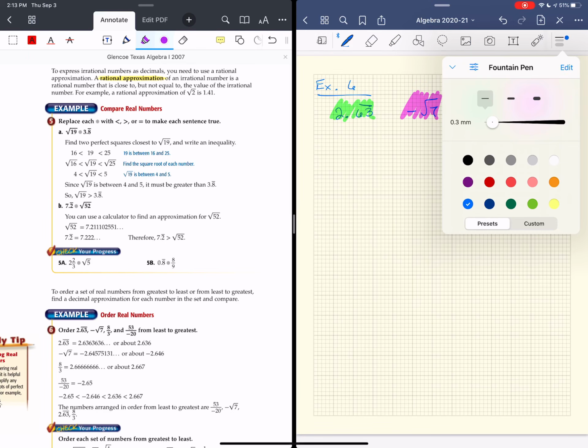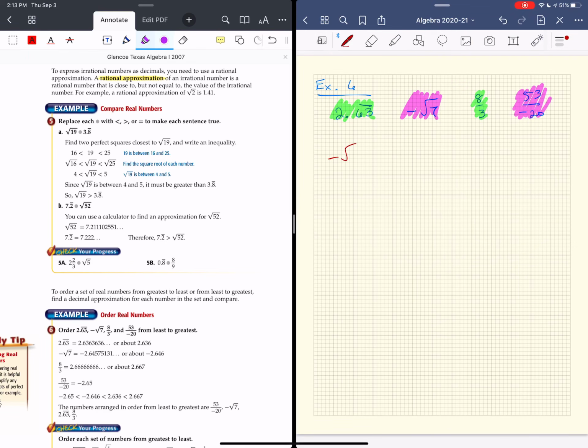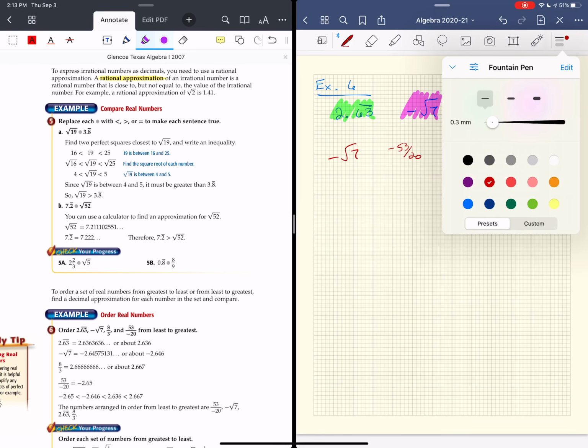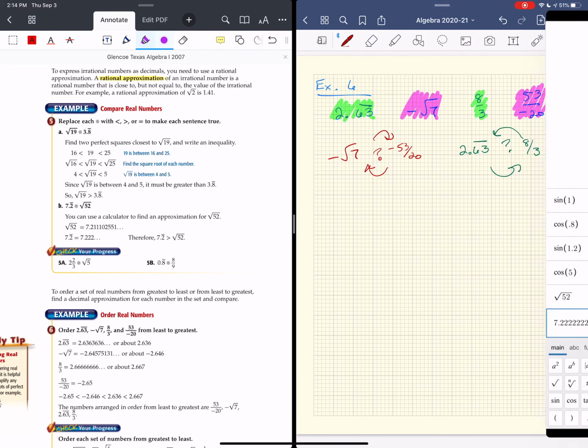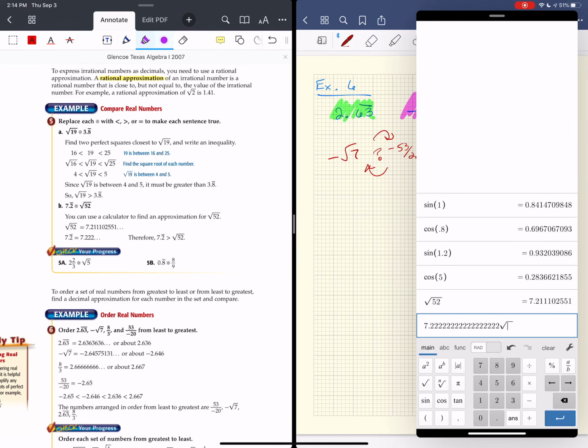So let's start rearranging there. Negative root 7 and negative 53 over 20. And then 2.63 repeating. And then 8/3. Now, which order these go in, I'm not sure about yet. But at least we have the lower two and the upper two. At this point, I would say go to the calculator so we can get the square root of 7.